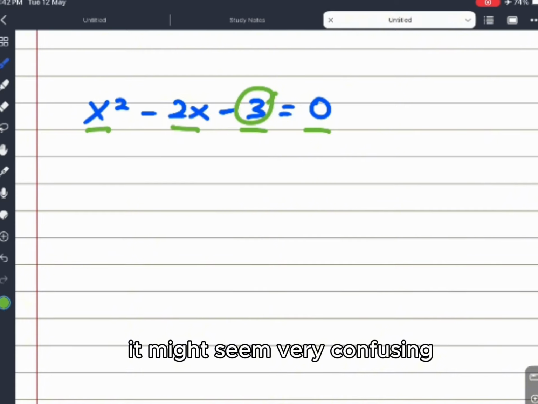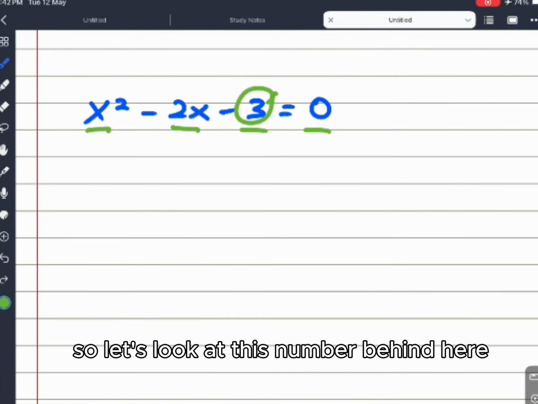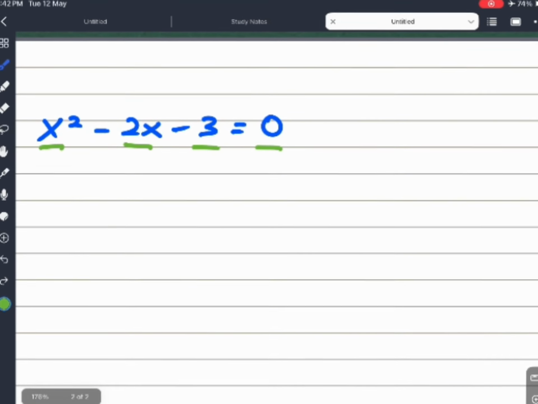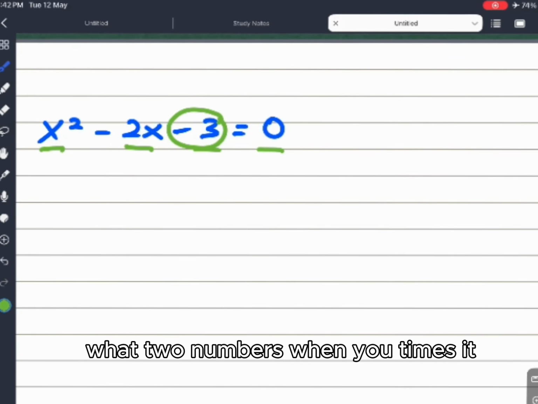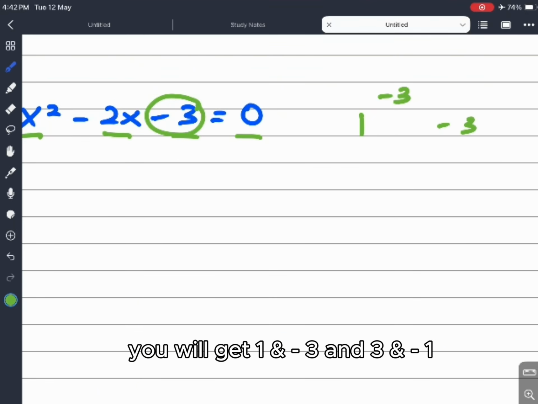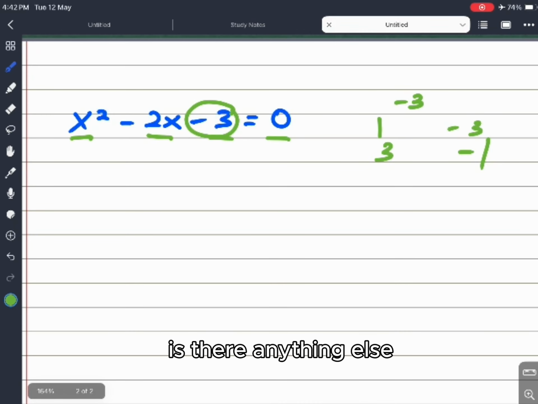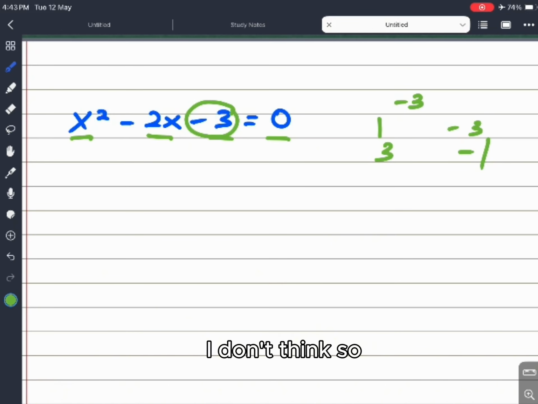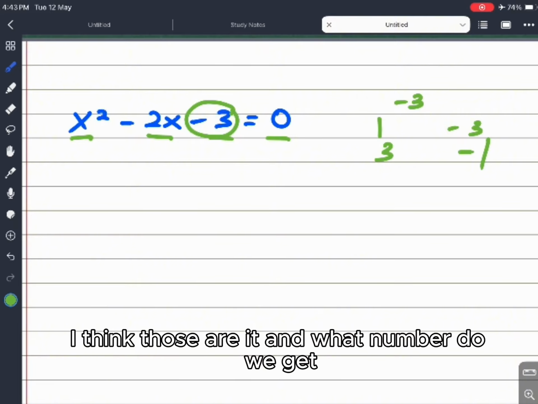It might seem very confusing, but let's do it slowly. So let's look at this number behind here. We have negative 3. What two numbers, when you multiply them, you will get negative 3? You will get 1, negative 3, 3, negative 1. Is there anything else? I don't think so. I think those are it.